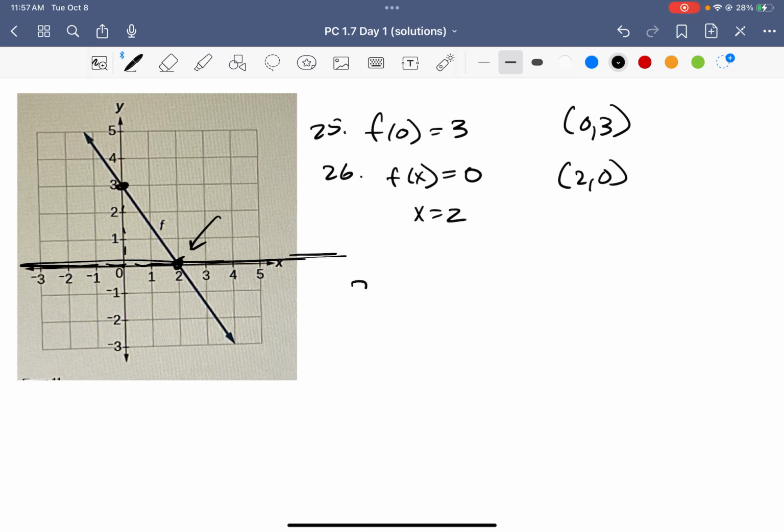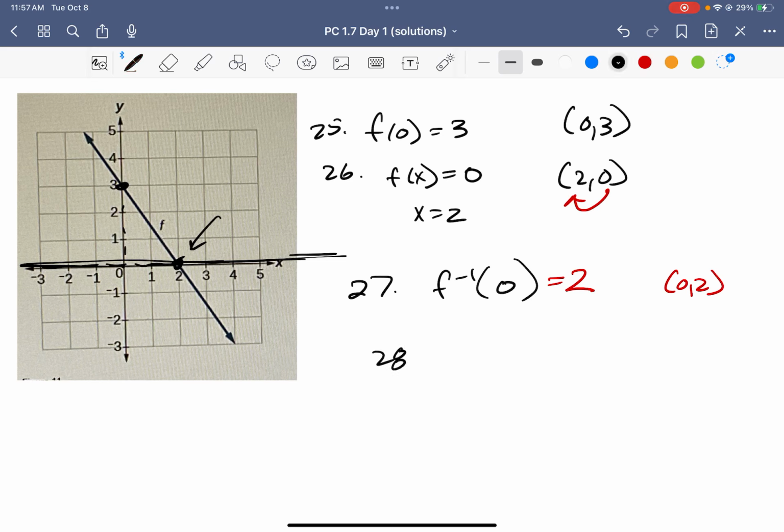And then 27. So 27 is f inverse of 0. So if you undo 0, what do you get back? In this case, I think it's pretty clear that you get back 2. So that means if 2, 0 is on f, then 0, 2 is on f inverse, because we switch the roles of x and y.